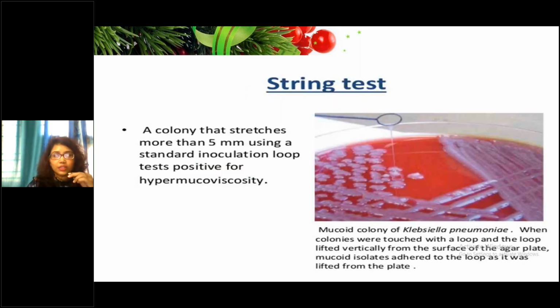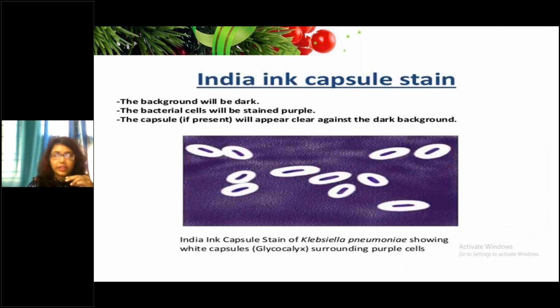Because of the mucoid colonies, if you touch it with a loop, you can see so much polysaccharide. So if you do an India ink capsule stain, India ink is nothing but a dark colored background, and because these capsules do not take up the stain, you can see empty spaces where the capsule is. So this is an India ink stain.